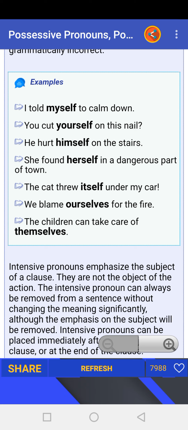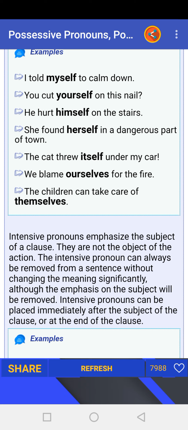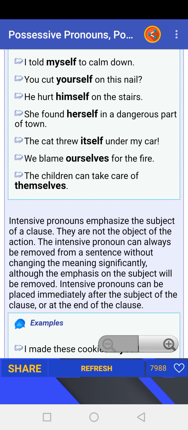You cut yourself on this nail. He hurt himself on the stairs. She found herself in a dangerous part of the town. So we can't remove herself. We can't say she found in a dangerous part of town. Found what? So she found herself in a dangerous part of town. So it is a reflexive pronoun.